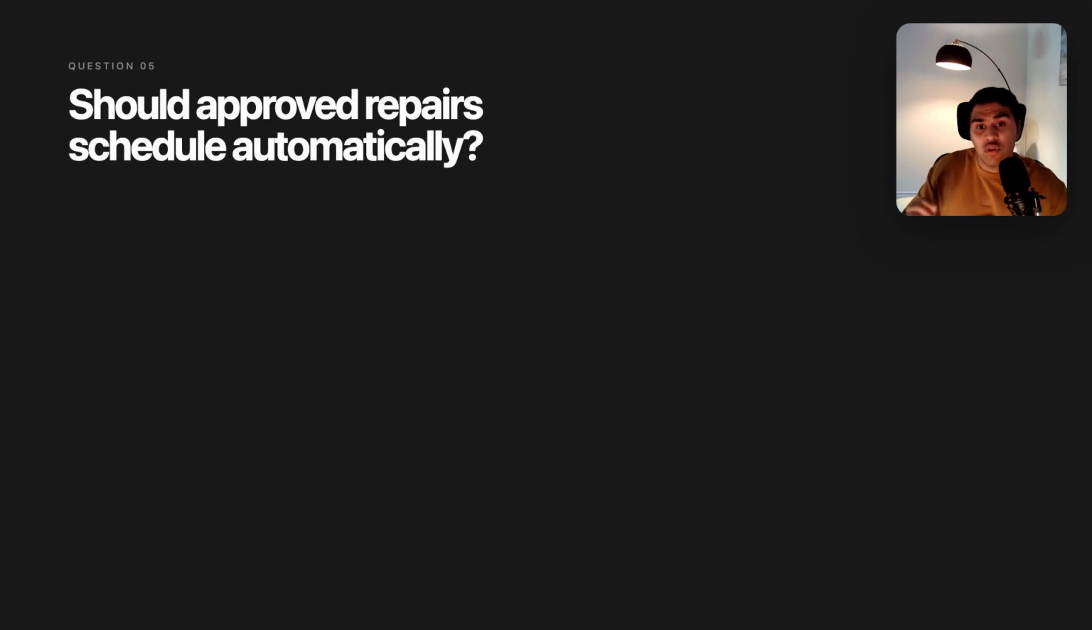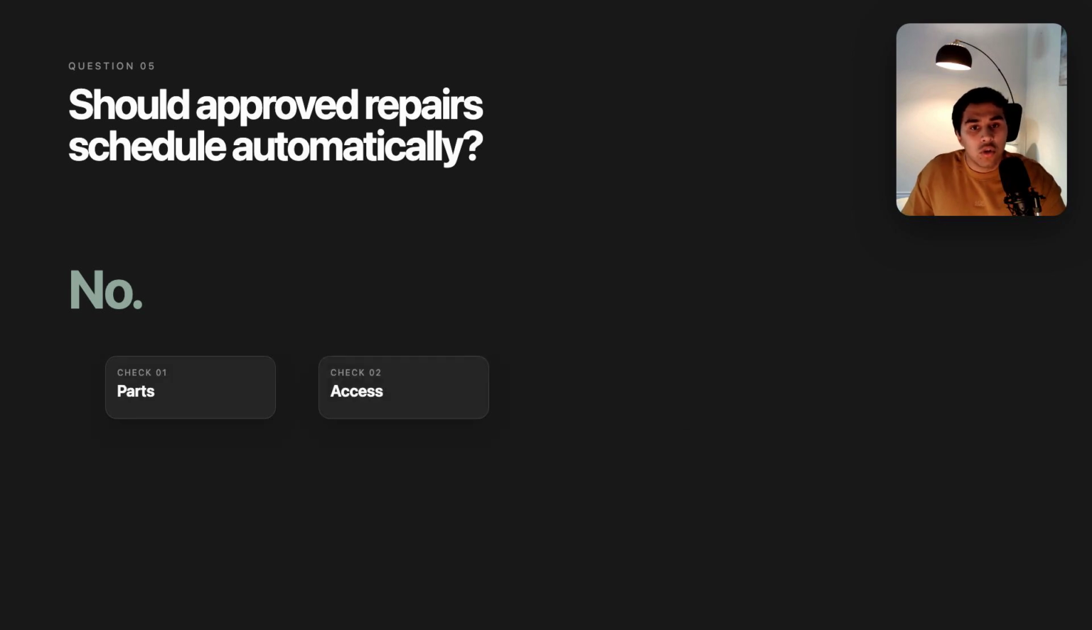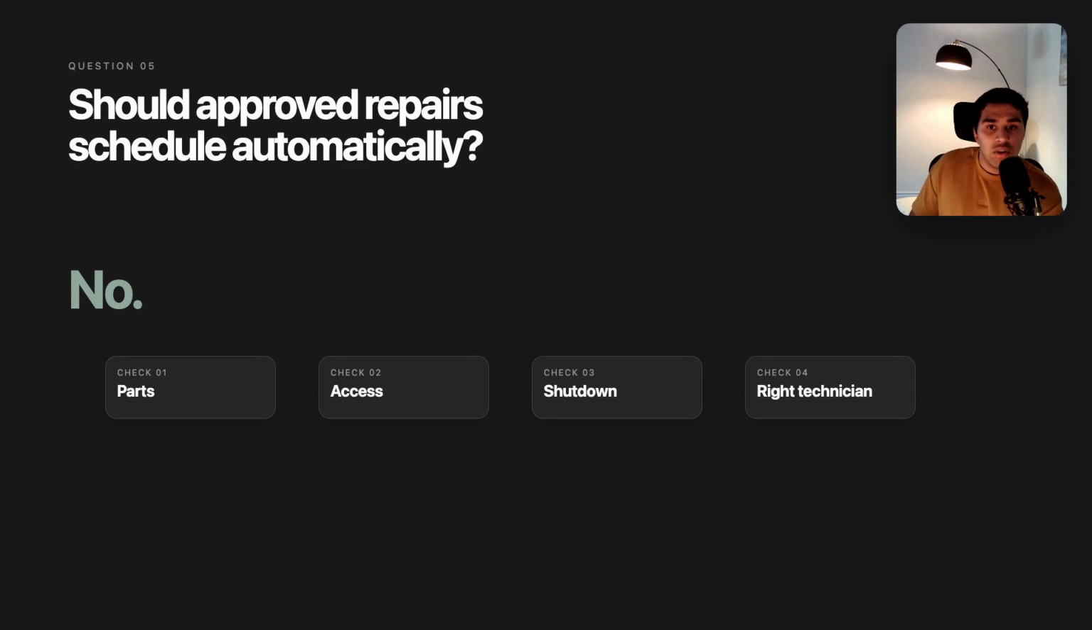Now, should an approved commercial HVAC estimate schedule the repair automatically? No, not before a readiness check. Approval does not tell you the valve is in stock, the roof is accessible, the access code, the shutdown window is approved or not, or the correct technician is available. In FieldCamp, convert the approved estimate to the repair job, confirm these conditions, use the AI dispatcher.